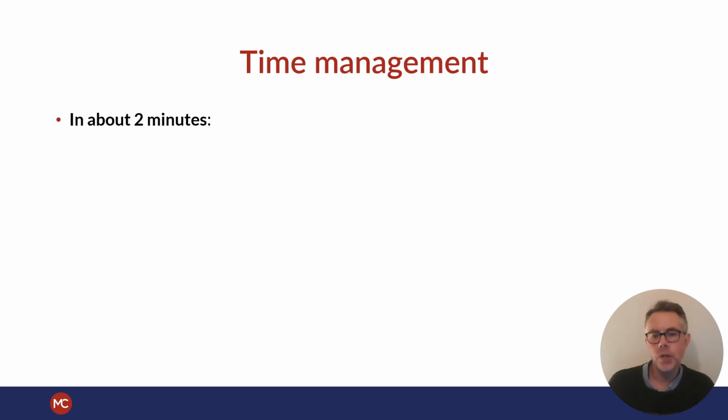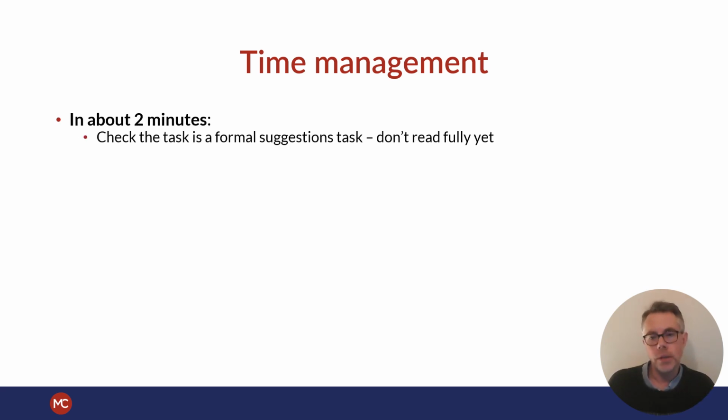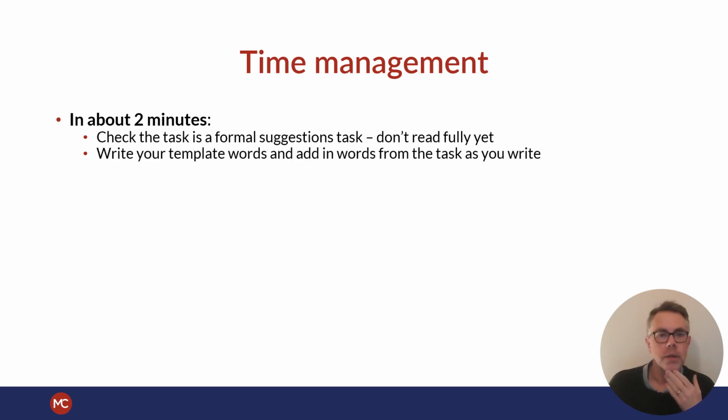Okay, thinking about time management. So first 2 minutes, check the task as a formal suggestions task. That's what we've prepared for so far. They're the ones we've seen so far. Obviously, if it's something else, then you need some other tips. We can look at that later. So don't read it fully. If you know what the template is going to be, okay, let's get going. Write your template words and add in the words from the task as you write. Once you do that once or twice, that should be quite fast for you. You need the name, the purpose, and the 3 themes.